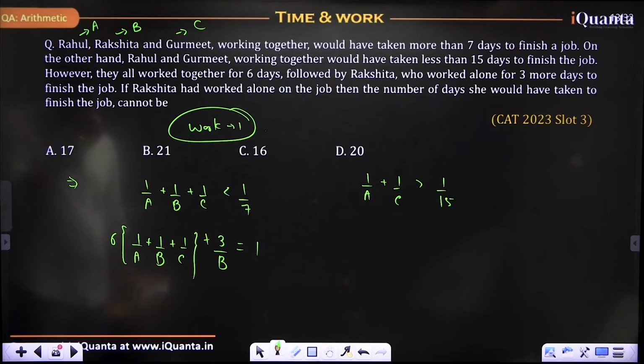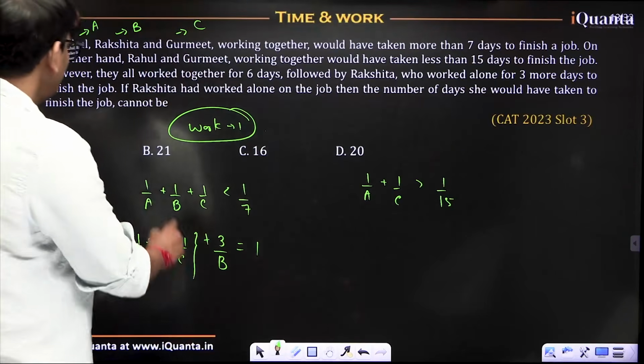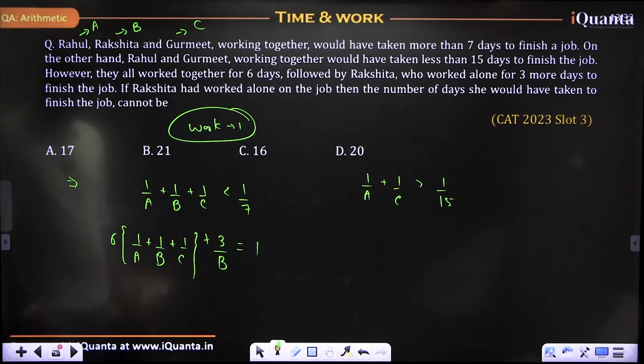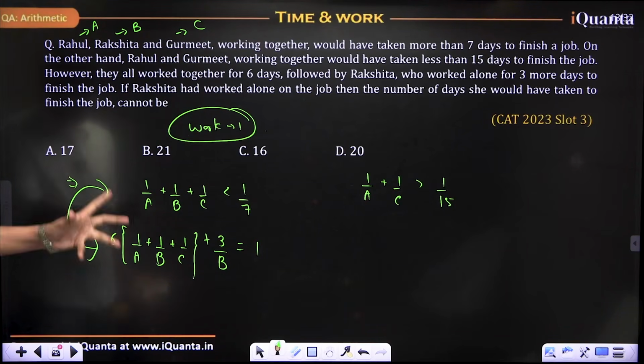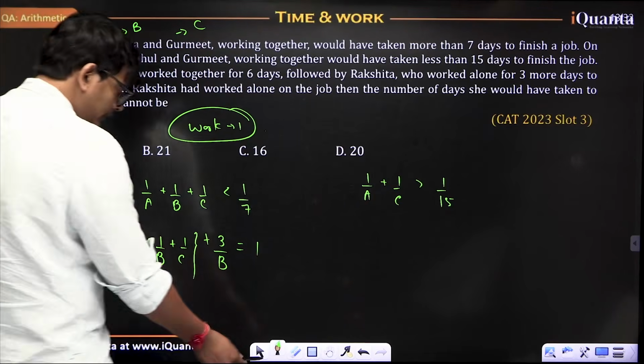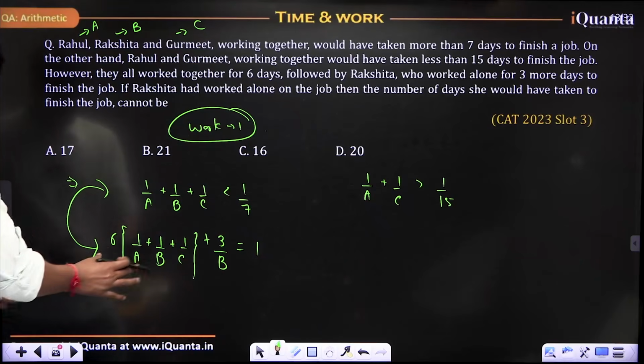Now, what we can do? If Rakshita had worked alone on the job, the number of days she would have taken. So we need to find out the value of B. So I can see if I use these two equations smartly, I can easily find out the value of B. Right? ठीक है. So इसको solve करते हैं.